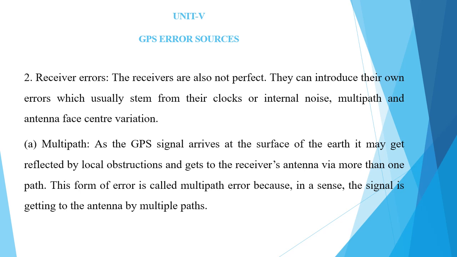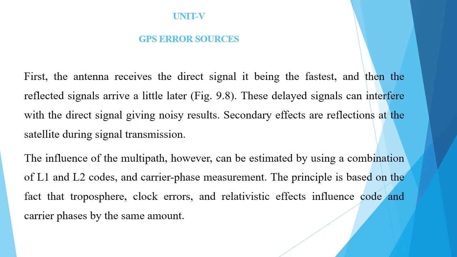This form of error is called multipath error because in a sense the signal is getting to the antenna by multiple paths. First, the antenna receives the direct signal, it being the fastest, and then the reflected signals arrive a little later. These delayed signals can interfere with the direct signal, giving noisy results. Secondary effects include reflection at the satellite during signal transmission. The influence of the multipath, however, can be estimated by using a combination of L1 and L2 code and carrier phase measurements.